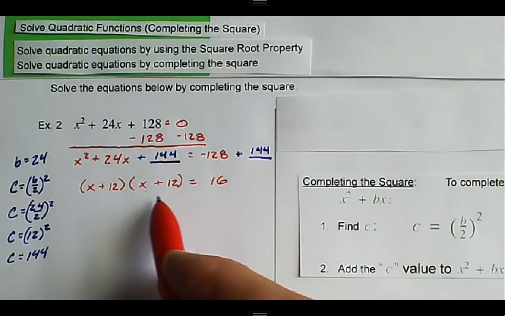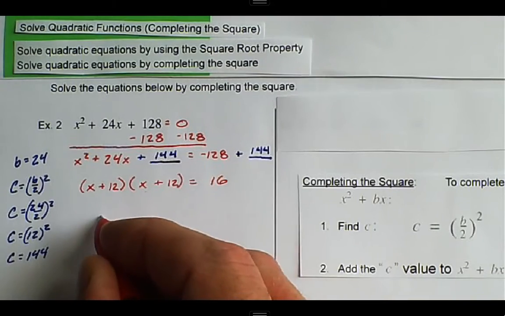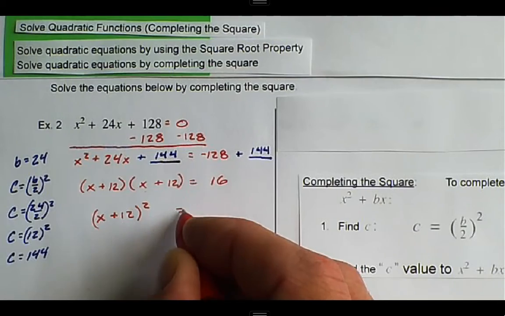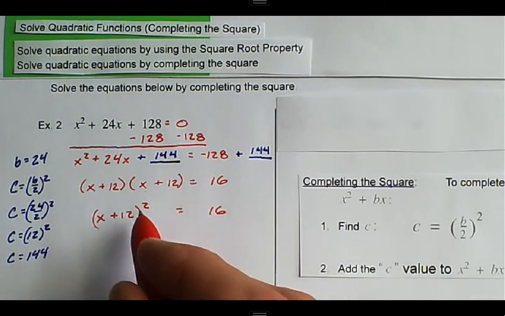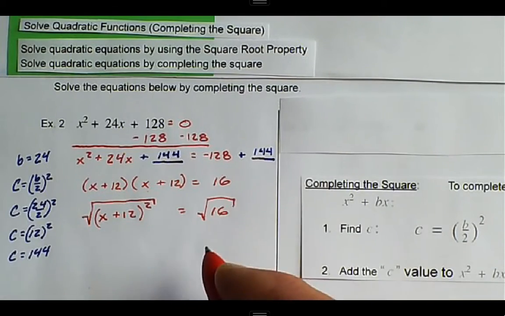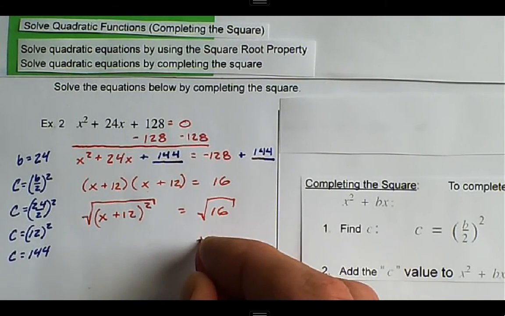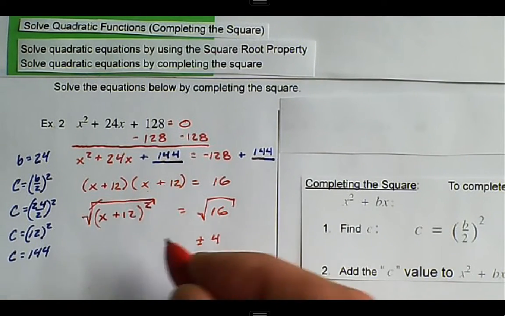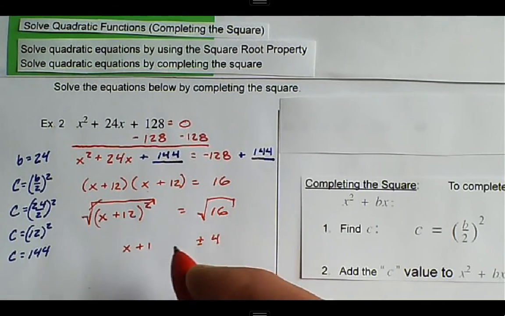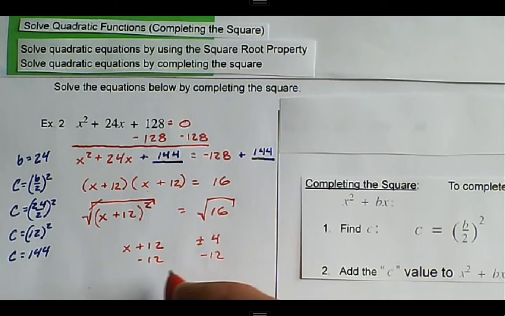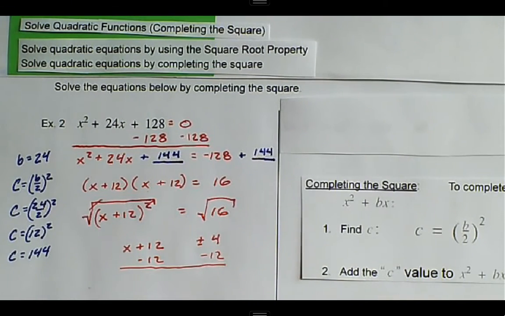Now we can rewrite this because we have two values that are exactly the same. We can write it as x plus 12, quantity squared, is equal to 16. To get rid of the squared term, we can square root both sides. Whenever we take the square root, we know it has to be plus or minus, in this case plus or minus 4. Our square and our square root cancel, and we're left with x plus 12. We can subtract 12 from both sides. And right here, we have to consider both the plus and the minus.